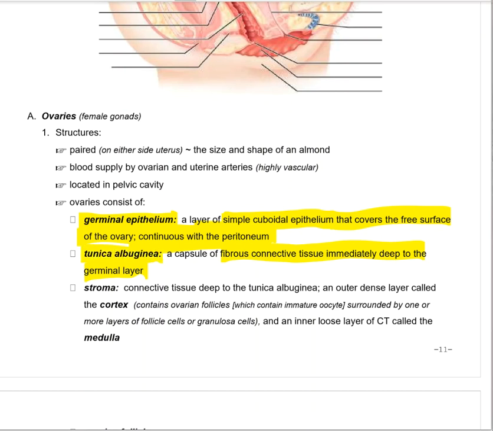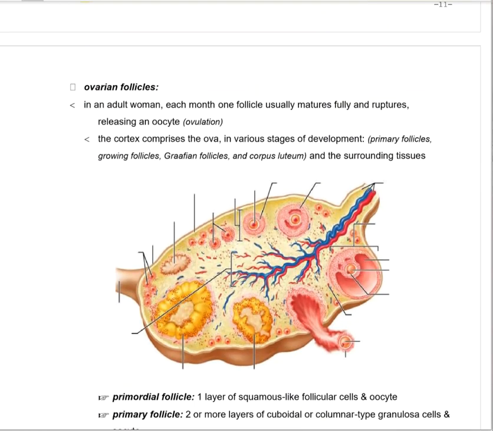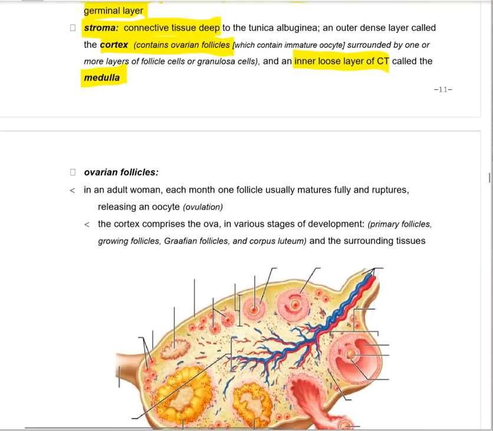And then we have the stroma, which is deep connective tissue, and there's a cortex, and that's where the ovarian follicles are, which will mature to ova. And then there's a more inner loose layer of connective tissue, and that's the medulla layer. And there you can see this on the next page. We've got the outermost layer right here, that kind of brown layer, and that is the germinal epithelium.